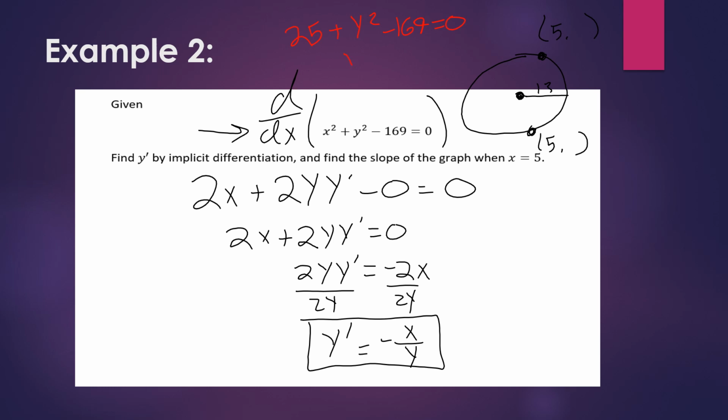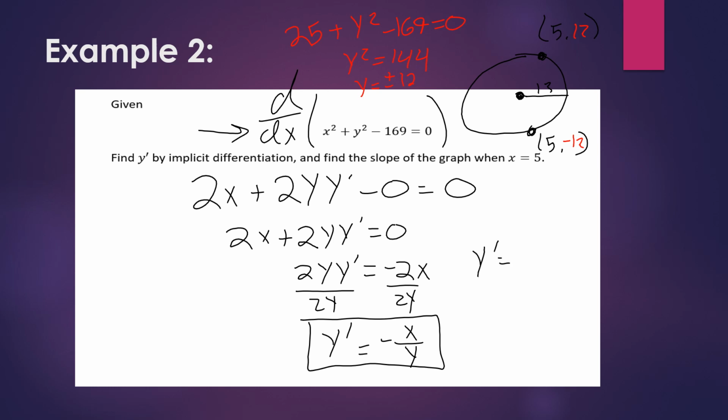So this would be y squared equals 144. Now remember, when you take the square root, we're going to have a positive and negative root. We're going to get y equals plus or minus 12. So if I want to plug in these points, I'm going to get (5, 12) and (5, negative 12). And that means I'm going to get two different answers for y prime.